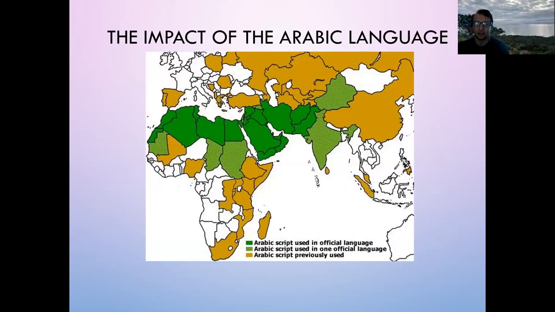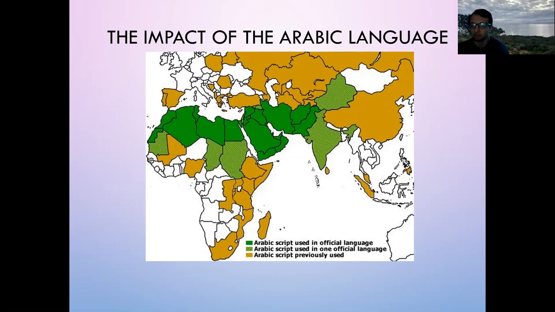So the impact of the Arabic language was really felt globally with the spread of Islam. The Arabic alphabet was adapted by several non-Arab nations for writing their own languages. Let me give you an example. In Iran, the Arabic letters are used to write Farsi, with the addition of four letters to represent the phonetics that do not exist in Arabic.